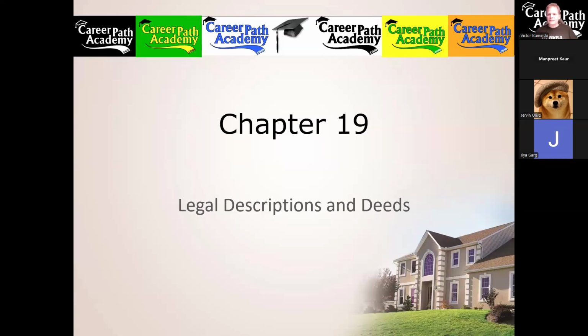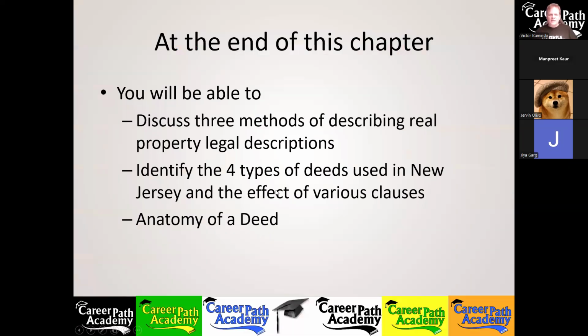Chapter 19. This chapter is about legal descriptions and deeds. In this chapter, we're going to discuss three methods of describing real property. We're going to learn those three different types of legal descriptions of land. We're going to identify the four different types of deeds that are used in New Jersey.